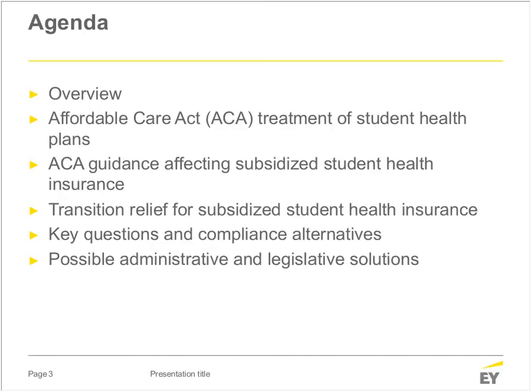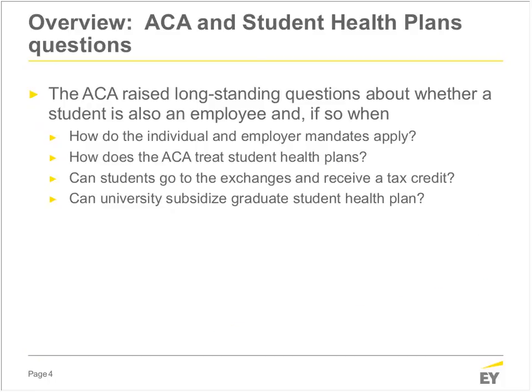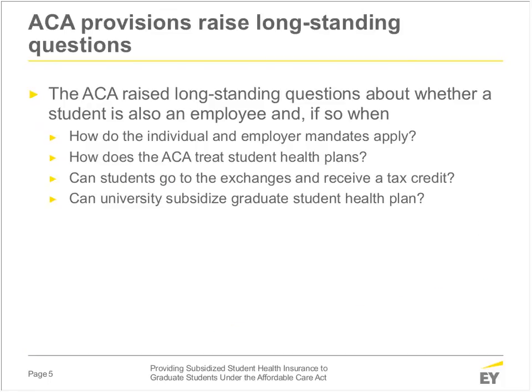And then we want to walk through with you key questions and compliance alternatives, some of the alternatives that your fellow institutions have been looking at, and we'll walk through some of the pros and cons of those proposals, and then we'll end with some of the legislative and regulatory solutions that are being explored here in D.C. So with that, we're going to turn to the overview of the ACA and student health plans. We're 6 years out from the passage of the ACA, and we are still answering some very basic questions about the ACA and how it applies to students.